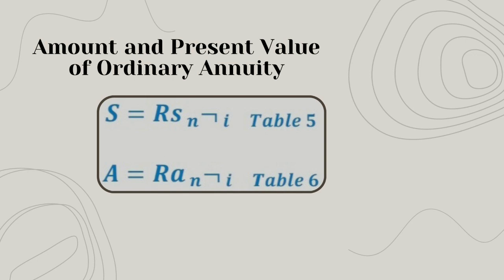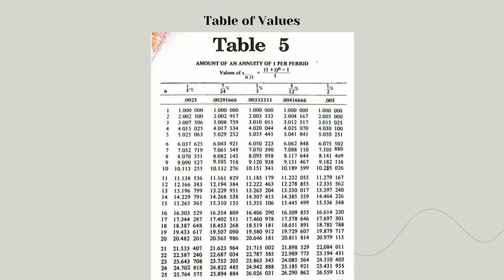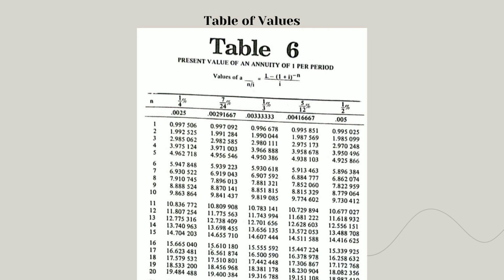This is the formula on how to solve the amount and present value of ordinary annuity. S is equal to R times S angle I, and when you use this formula, the table that you're going to use is table 5. The second formula is A equals R times A angle I, and you'll need to use table 6 for this formula. And this is what the table of values looks like. We need this table of values because we can't come up with the answer without it. So let's have an example.